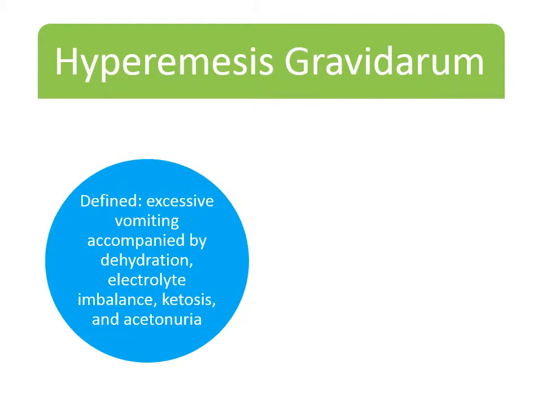Hyperemesis gravidarum. In pregnancy, as many as 80% experience nausea and vomiting. The causes can be relaxation of smooth muscle and increased levels of the pregnancy hormones estrogen, progesterone, and human chorionic gonadotropin. However, if vomiting is such that weight loss, electrolyte imbalance, nutritional deficiencies, and ketonuria occur, this is hyperemesis gravidarum.